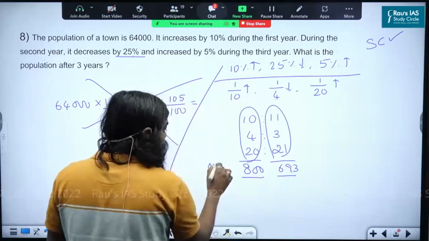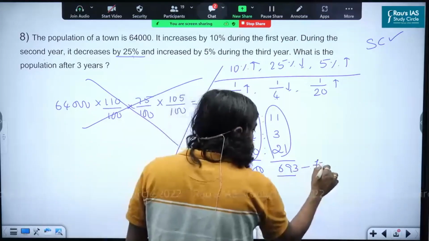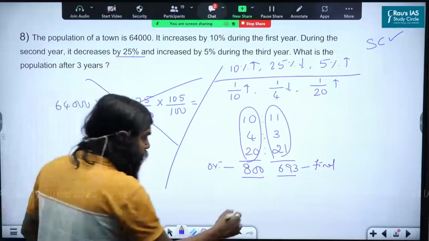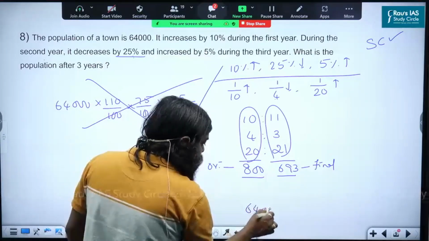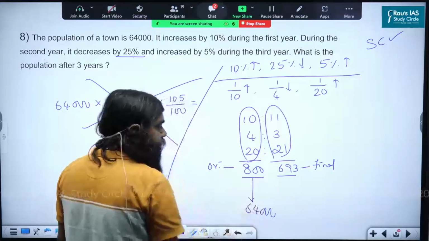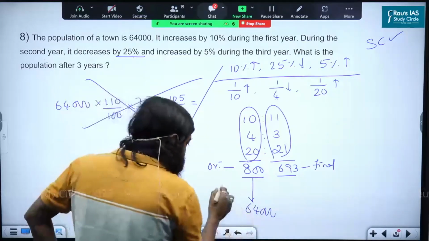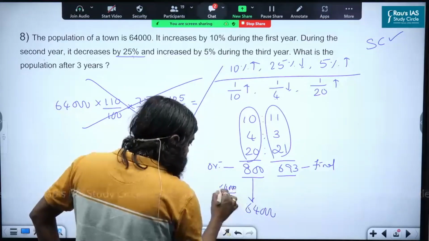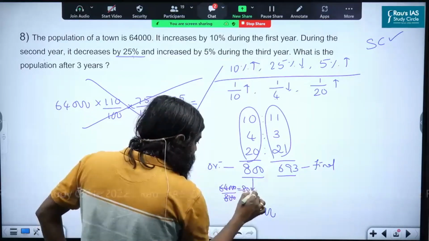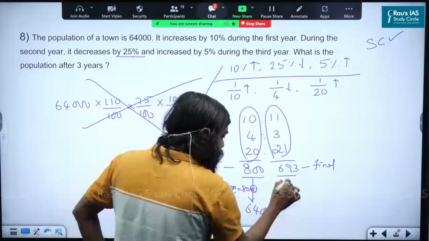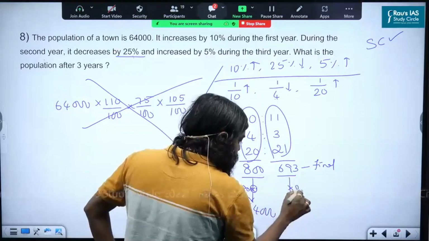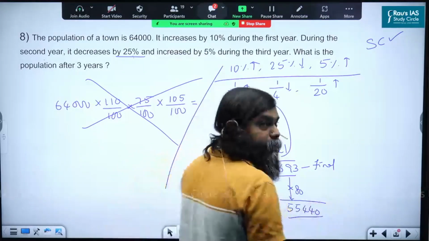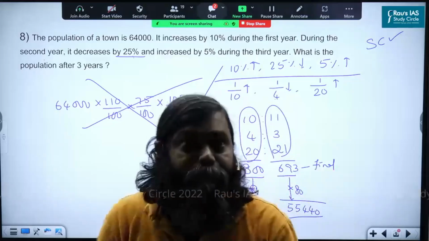This is called original. This is called final. What is given? What is asked? Original is given, 64,000. So you can write below original. How does 800 become 64,000? This 64,000 new value by original 800, that means 80. If I multiply this by 80, I will get 64,000. Same, multiply by 80, I will get 55440.